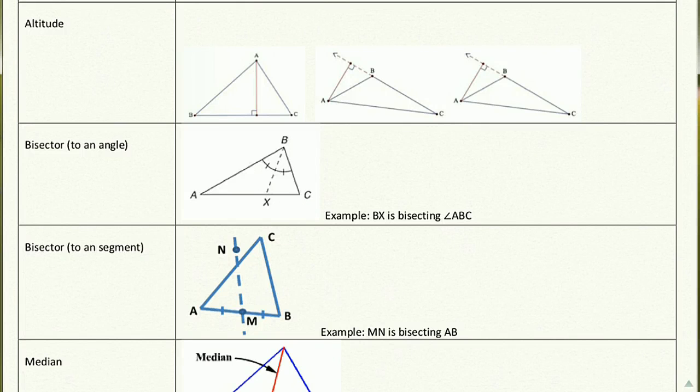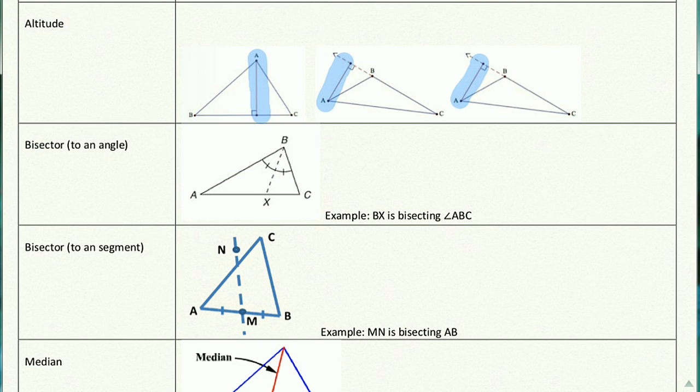We're going to pick up where we left off with the vocabulary with the altitude. Now the altitude is a line segment, as you can see in these pictures here. And this line segment is going to go straight down from one of your points on the outside of your triangle, and it's going to go to the opposite side with a right angle.